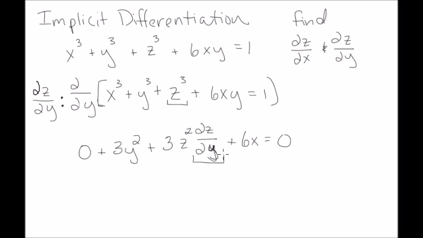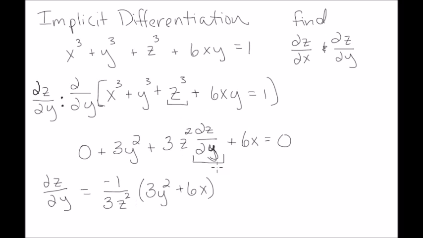I want to now solve for the partial derivative dz dy, and at this point it's just algebra. It's very similar to the algebra we did before. I'm going to move both of these terms, the 3y squared and the 6x, to the other side. They are negative, and I'm going to divide everything by 3z squared to get dz dy by itself. The algebra there is the same as it was on the previous slide.